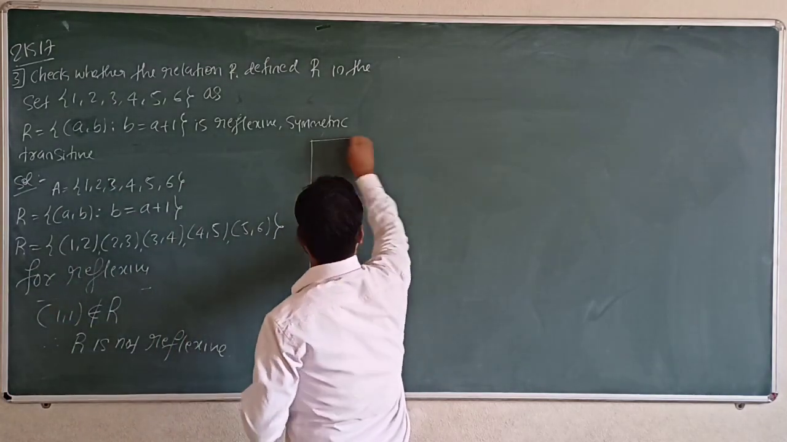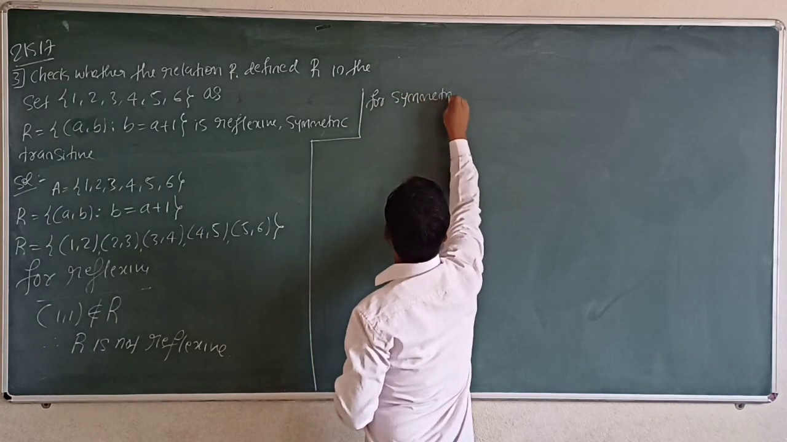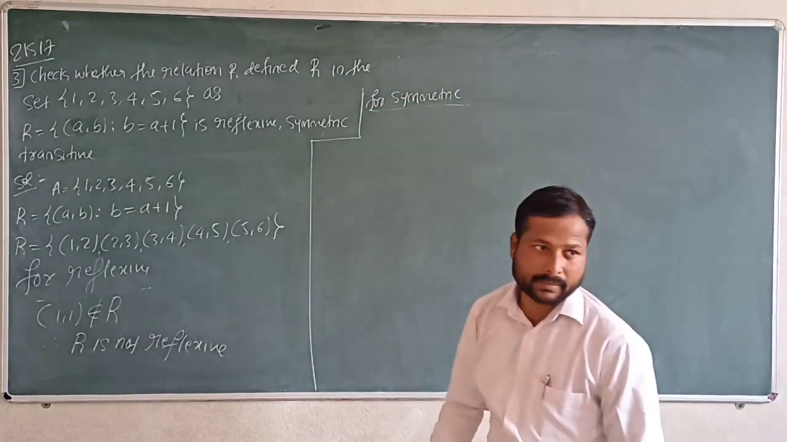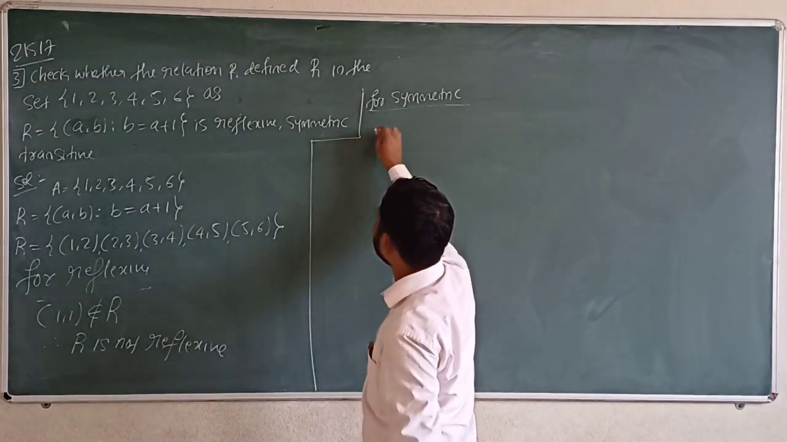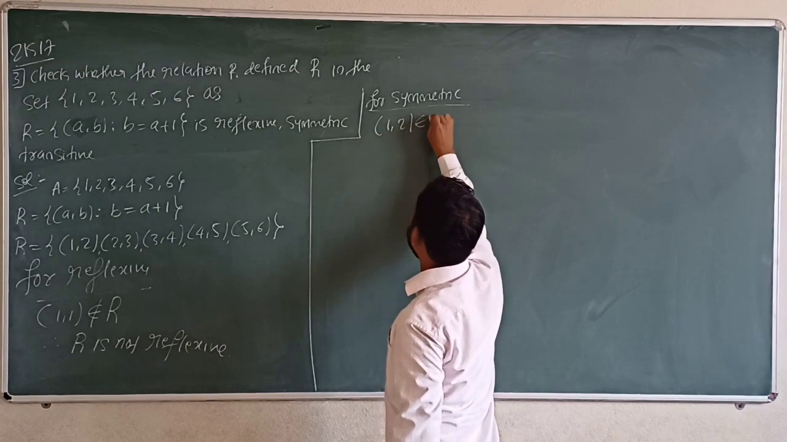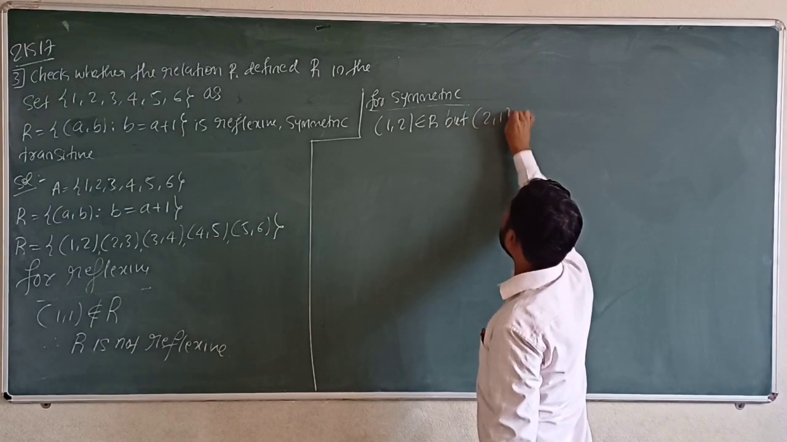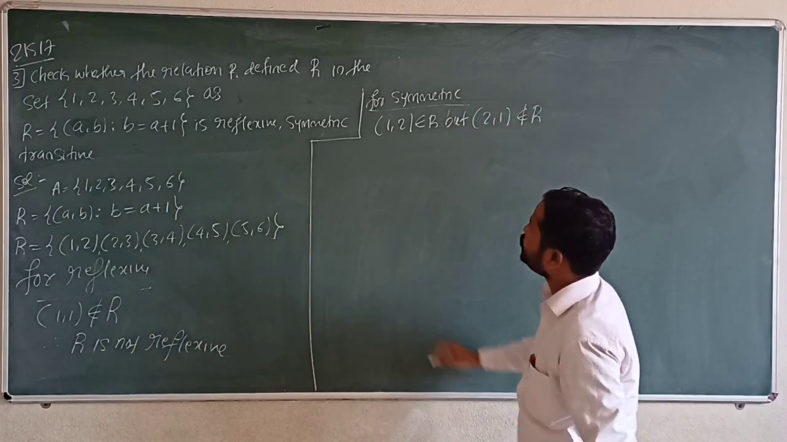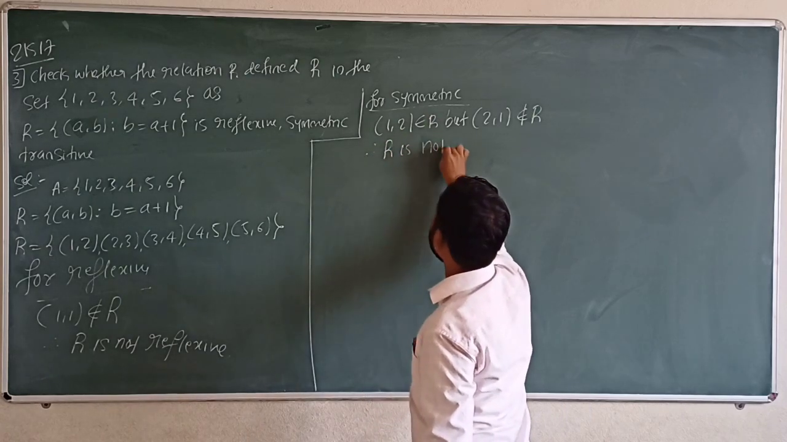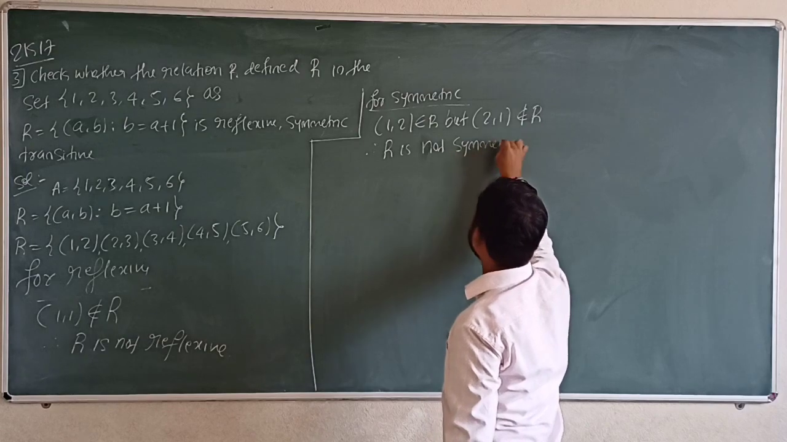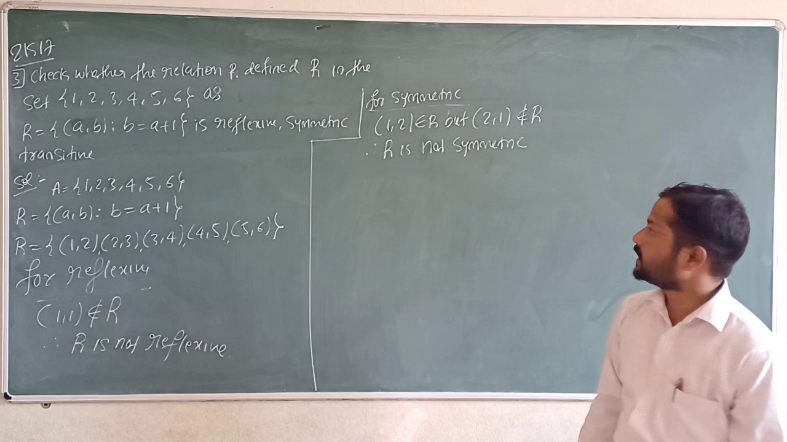Then go for symmetric relation. Symmetric relation means if (a, b) is in R then (b, a) is in R. Take 1 comma 2, which belongs to R, but 2 comma 1 does not belong to R. So therefore R is not a symmetric relation.